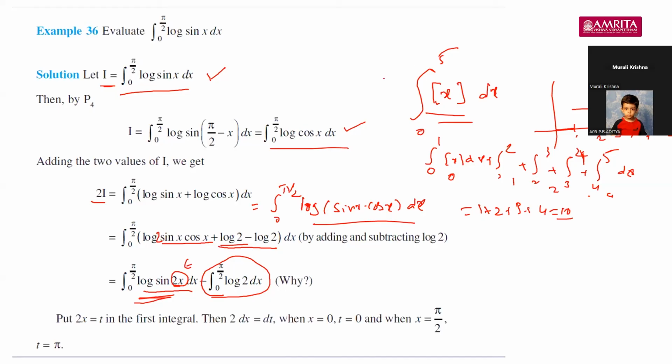So, yes, I think there are no further queries. I think we have addressed almost all the queries that were there in the chat box. So, one more thing. Yeah. Okay. Can you ask sir to explain property 5?